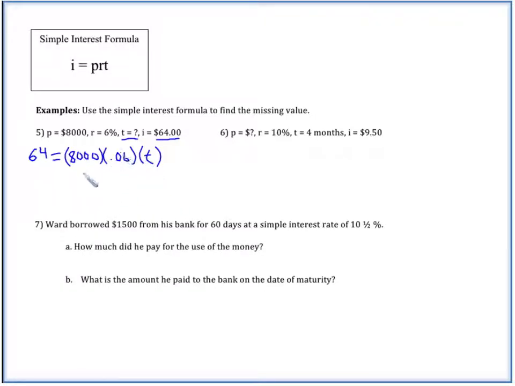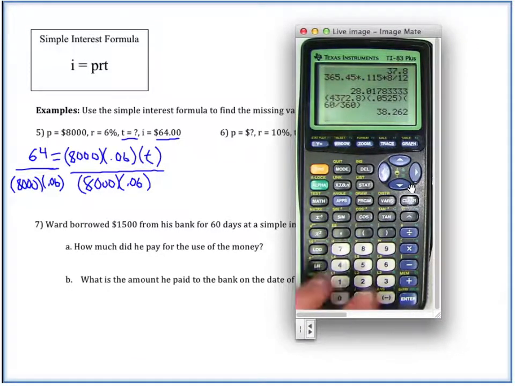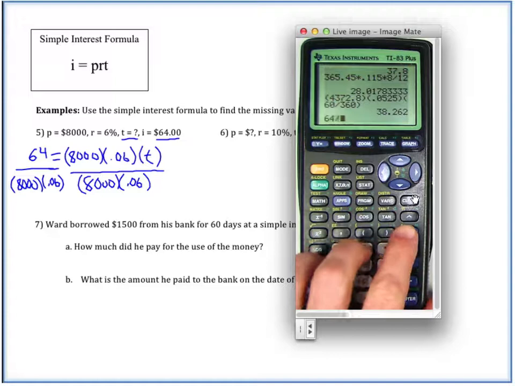So we just have to use a little bit of algebra here, and so because this is all multiplied, we're actually just going to divide this on both sides. So we have 8,000 times 0.06. We want to divide this on the left side here. Okay, so here we have to make sure we do the calculator work right. So we got our 64 and divided by.